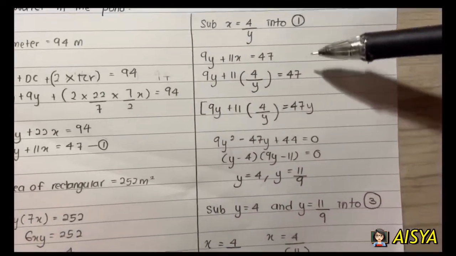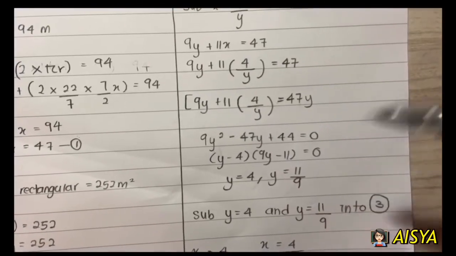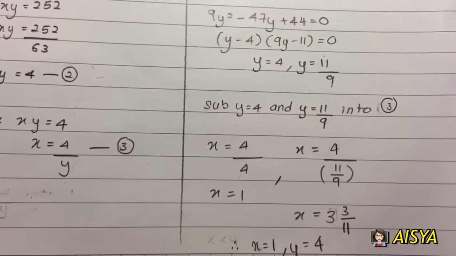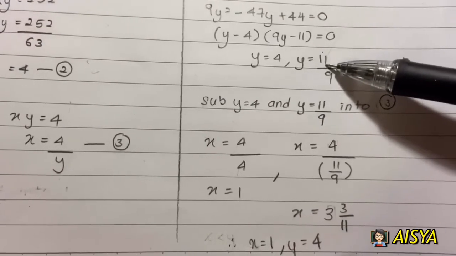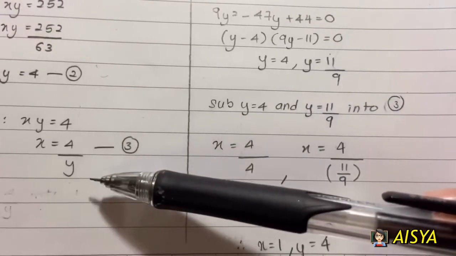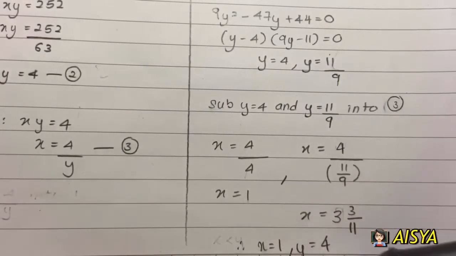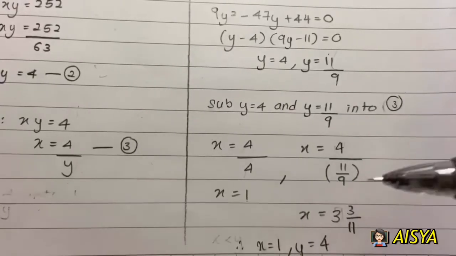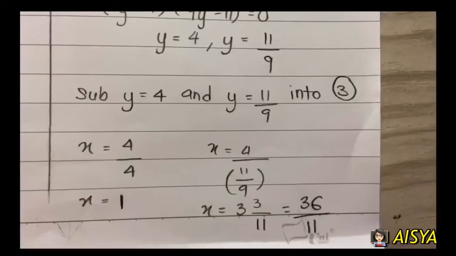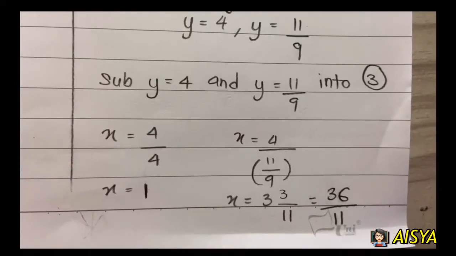And then solve the equation, and then you will get two answers for y, which is 4 and 11 over 9. And then once you find the value of y, just substitute y into equation 3. So just replace the variable y with 4 and 11 over 9. And then you will get x equal to 1 and x equal to 3 of 11. So if you change to improper fraction, we will get 36 over 11.